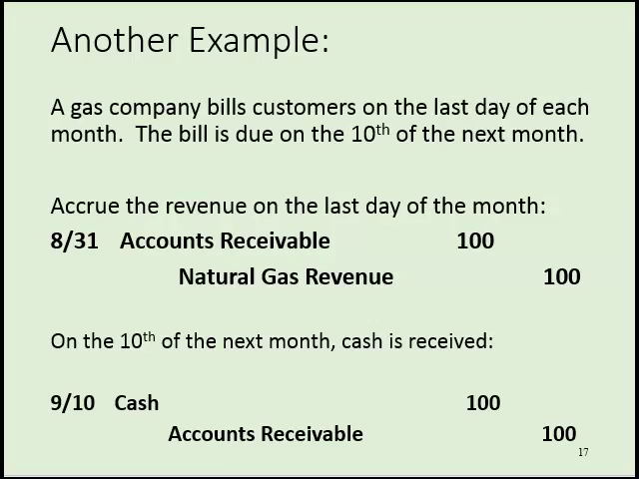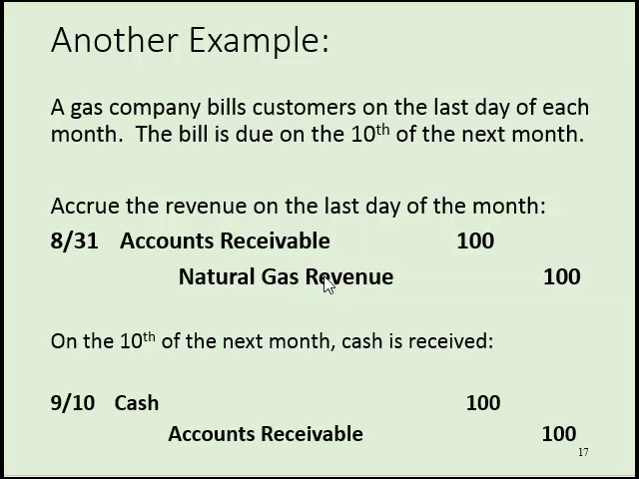Here's another example of an accrued revenue. Let's say that we are a gas company and we bill customers on the last day of each month. However, the bill is not due until the 10th of the following month. Well, when those customers are billed on the last day of the month, we will debit accounts receivable and credit natural gas revenue.